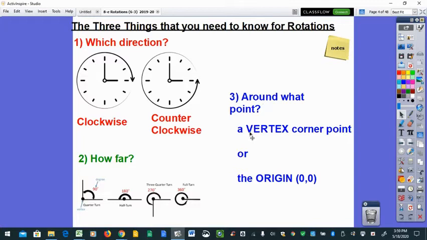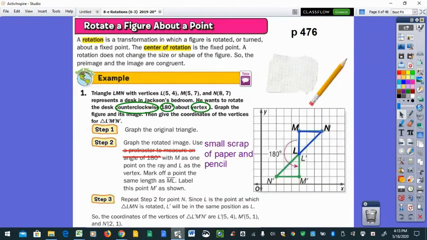And today we're going to talk about a corner point, a vertex. And again, it's the idea of a pivot foot in basketball. Okay, so a rotation is a transformation in which the figure is rotated or turned. And the center of rotation will be a fixed point. And today, again, remember that it will be one of the corner points of the shape, which is called the vertex.